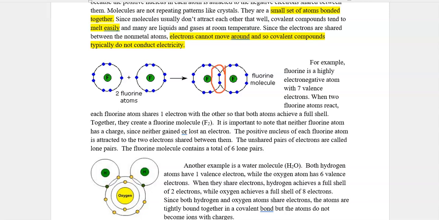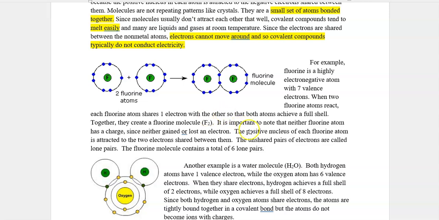These are the shared electrons. So these ones are on the shells of both fluorines. They count for the fluorine on the left, and they also count for the fluorine on the right. Together they create a fluorine molecule, F2. It is important to note that neither fluorine atom has a charge, since neither gained or lost an electron.